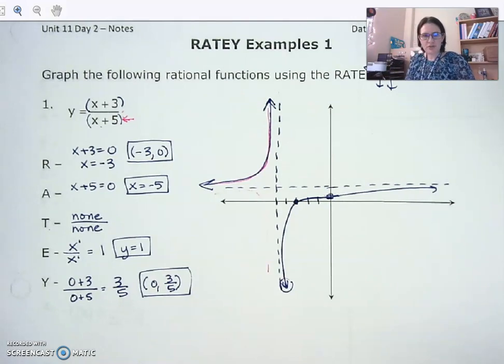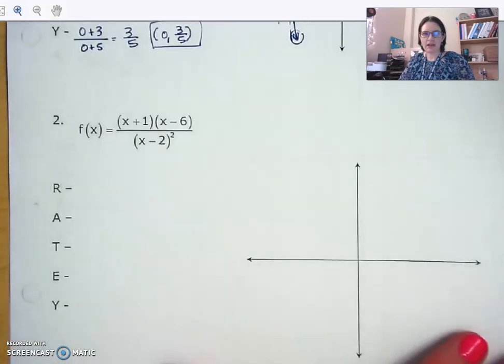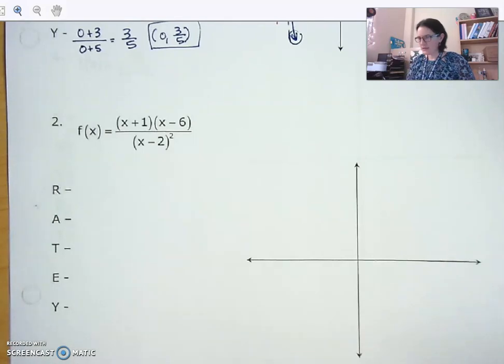Now in number 2, there's an example of, well, what happens when you do have something squared for the asymptote? So let's work that one.